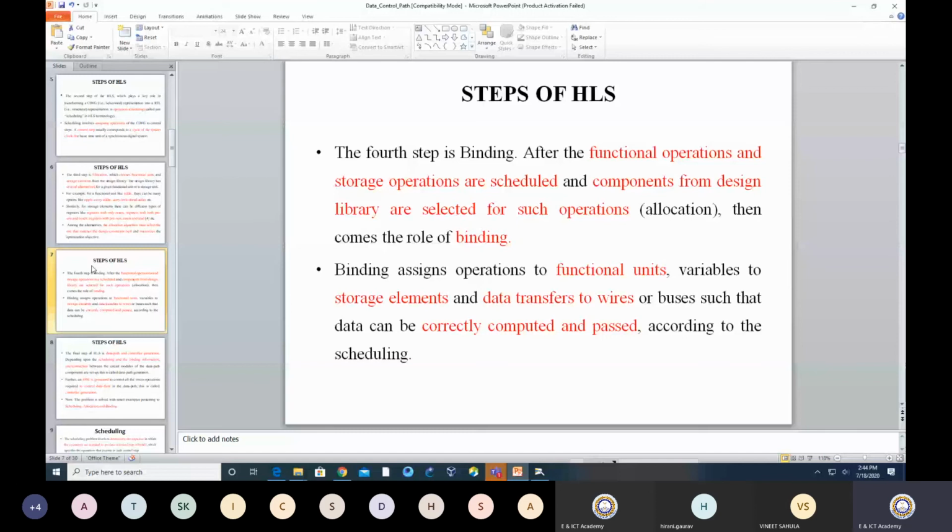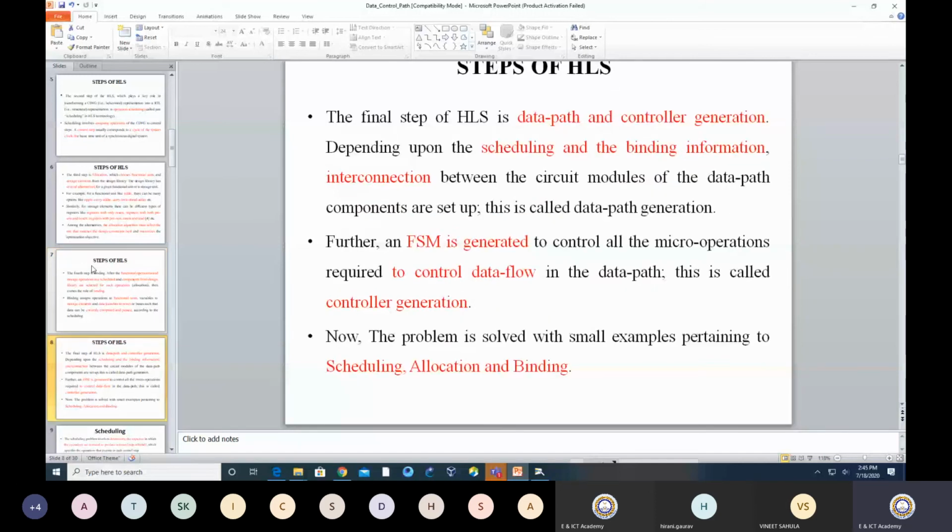So the final step is data part and control part generation. Depending upon the scheduling, binding and all these things, for the interconnection between the circuit modules of the data part components, we will go for data part generation. Now FSM is basically for control part design. Whenever I say control part, usually the control part is represented in terms of the FSM.